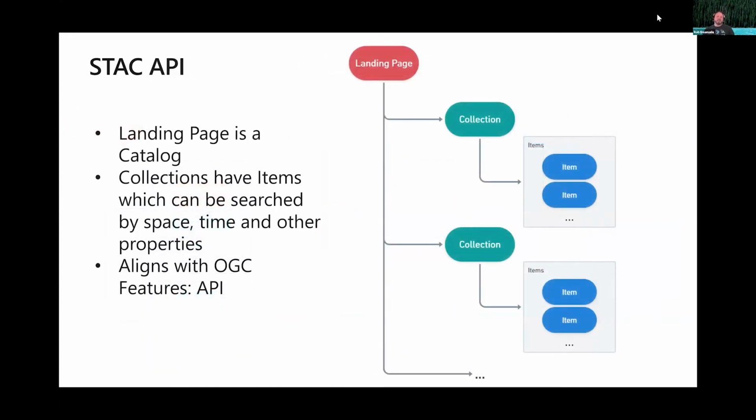The STAC API lays out a STAC catalog in a specific way. There's a landing page, which is an actual catalog. It itself contains collections, and each collection contains items. The main use for the API is that you're not actually browsing through these things like a file browser. You're performing searches based on time and space and attributes against the collections or across collections.